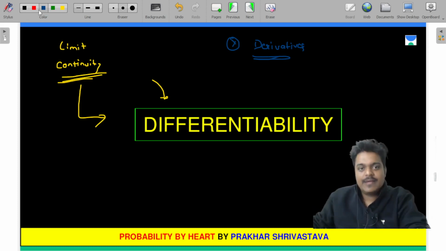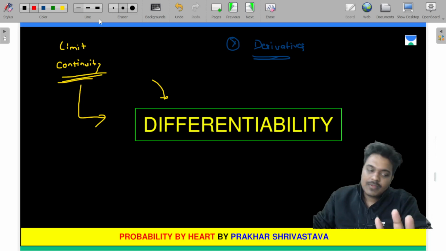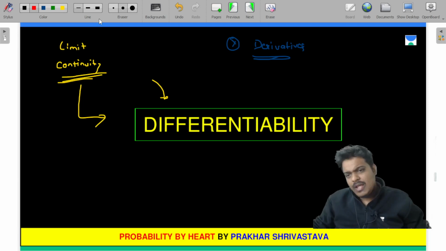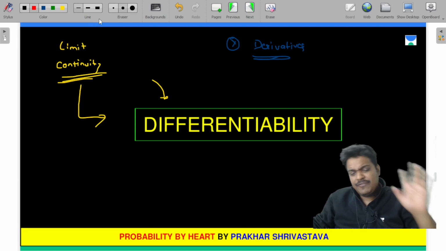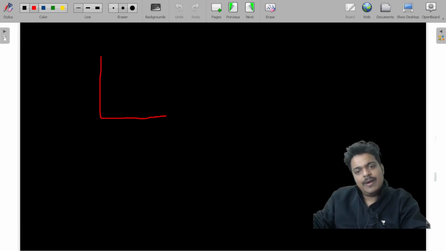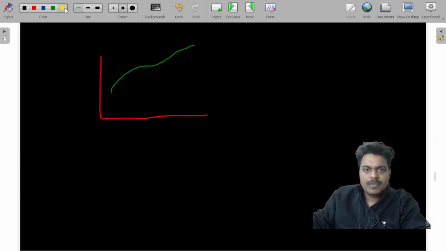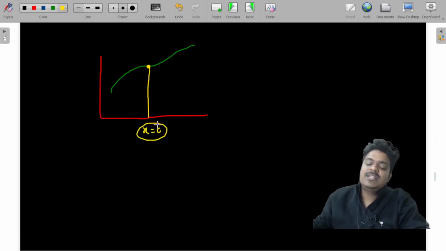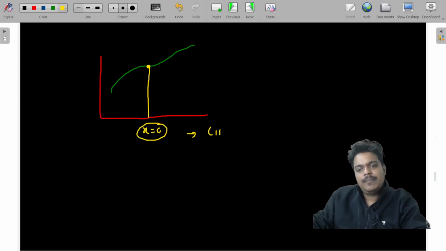Okay, sir. So now what you're going to do? Differentiability. So now you know limit. Now you know what we mean by limit: the value of a function at a particular point. Suppose this is x is equal to a. Whether the function is defined at x is equal to a or not, that is told by limit.